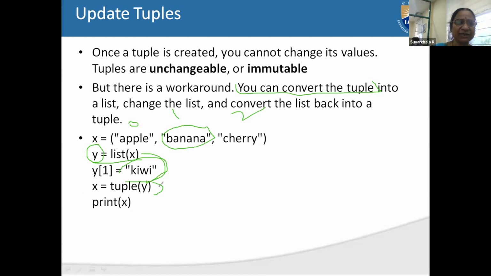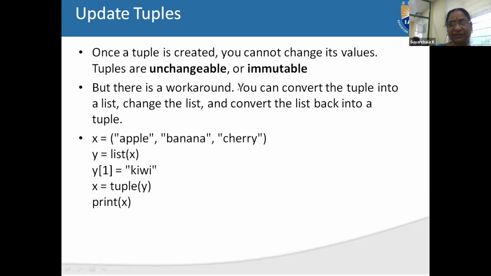So I'm converting the list into a tuple again by using tuple of y. y was a list previously. I'm converting it into a tuple and reassigning it to x. I can assign this whole thing again to a variable. Now I can print my x so that we get the output as apple, kiwi and cherry in tuple form.